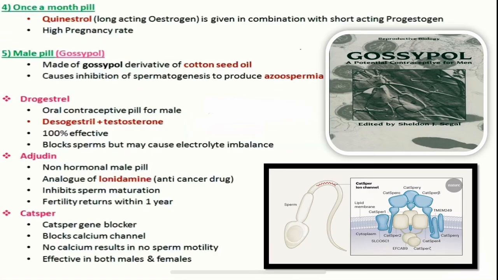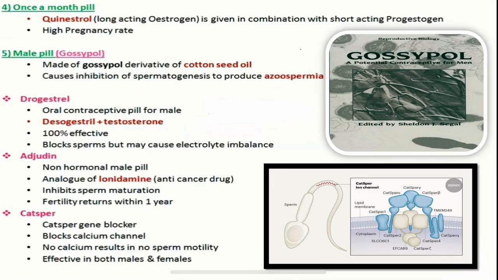In an ideal male contraceptive, it will decrease the sperm count while leaving the testosterone levels normal. Remember, guys, it will only affect the sperm count, whereas the hormonal level, the testosterone, will be normal. The male pill gossypol, we have to remember, is a derivative of cottonseed oil. It is effective in producing azoospermia, also severe oligospermia.